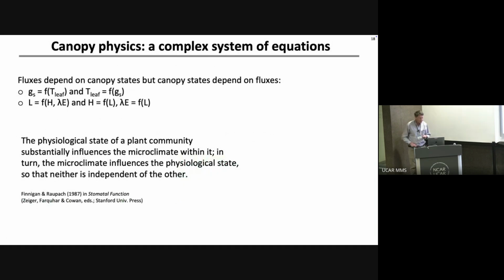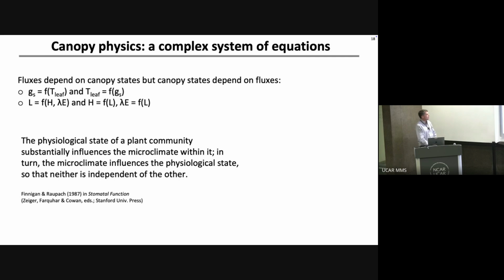The last example I want to work through is just the canopy physics. And this is what we're really trying to solve: a complex system of equations. And what I mean by that is the fluxes depend on the canopy states, and the states depend on fluxes. A really simple one is stomatal conductance. That depends on leaf temperature, but the leaf temperature depends on stomatal conductance. A more complicated one is the Obukhov length, which depends on latent and sensible heat fluxes, but the latent and sensible heat fluxes depend on the Obukhov length.